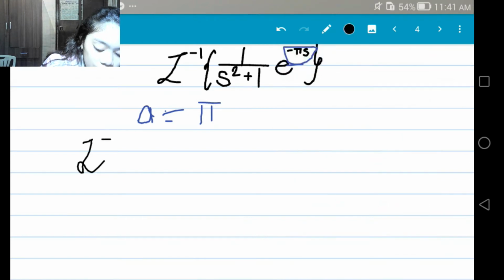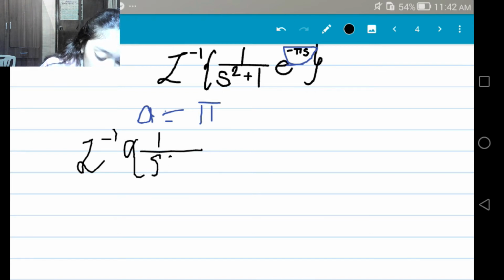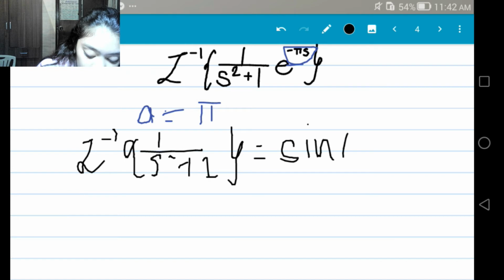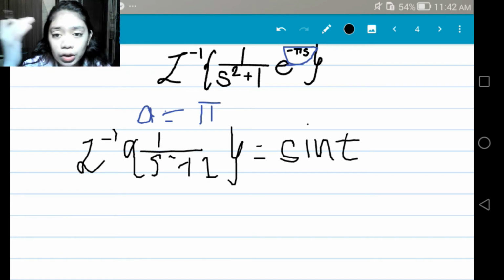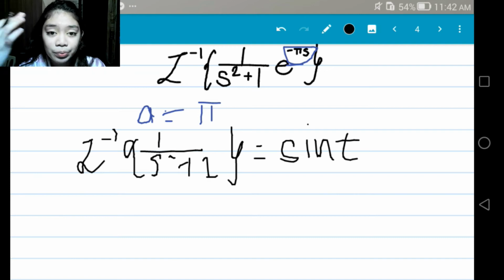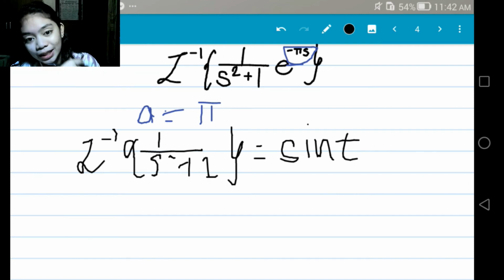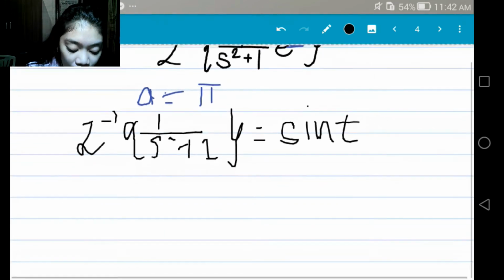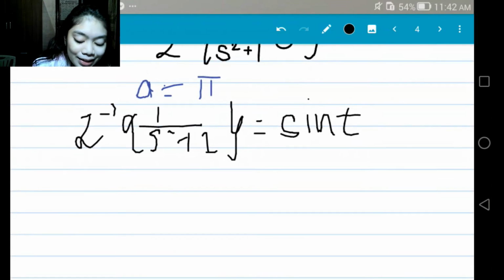So, we need to get the Laplace inverse of 1 over s squared plus 1. Getting the Laplace inverse of 1 over s squared plus 1, we will have sine t. If you haven't watched already how to get the Laplace inverse of 1 over s squared plus 1, we have videos for that. You can go on and watch it so that you can understand what we are doing. Now, this sine t is our f of t.